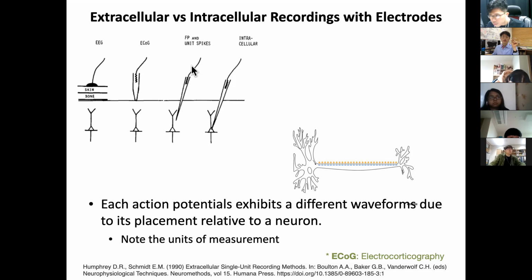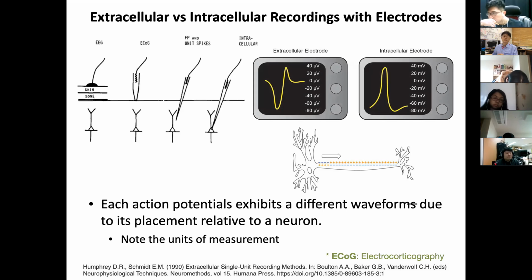Now you put an electrode into the actual tissue, and then for nearby neurons, you can measure unit spikes. Single unit means a single neuron. And then in some cases, you can actually poke inside a neuron.